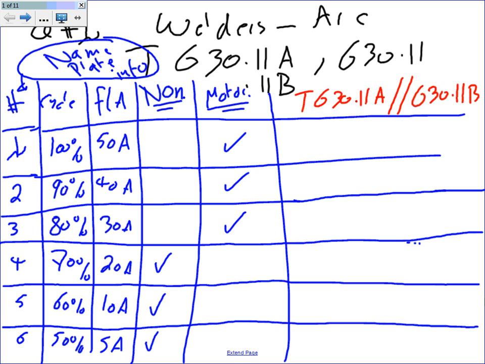Everybody can understand what I wrote here? We have 6 welders. Each one of them is identified as a motor or non-motor, and the full load amp is given for each one of these welders. Any question, guys, about the given? Any question about the given? So I have welder number 1 through 6. The cycles are given. I have a shop, 6 welders. Each one of them has a different cycle. Just for the example, the full load amp on the nameplate of it is given.